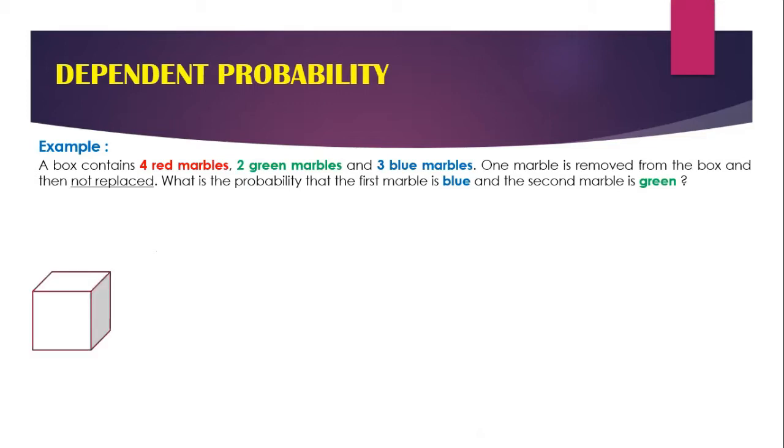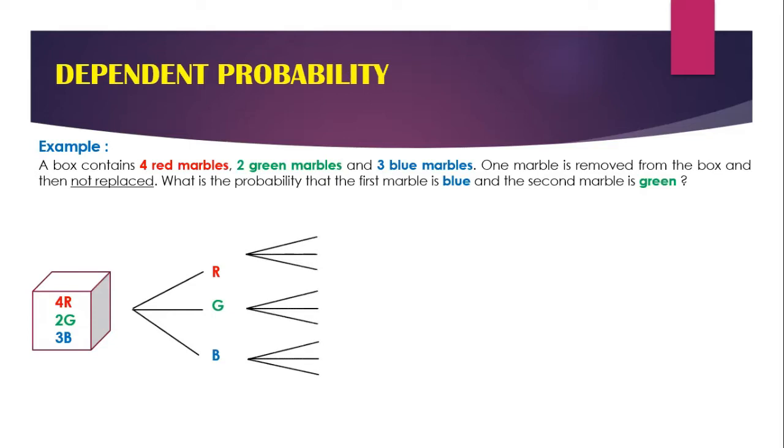Okay, let's say this one is a box containing 4 red marbles, 2 green marbles, and 3 blue marbles. For the first pick, we find red, green, and blue respectively. Then we find the connections to red, green, and blue respectively: red, green, blue for each first pick.